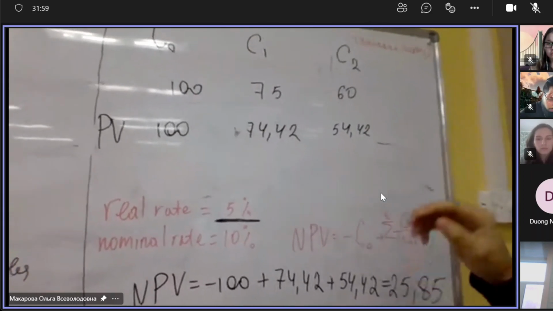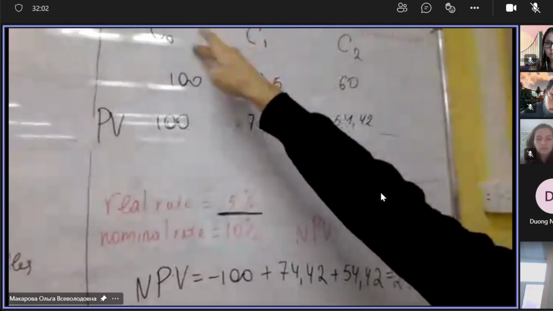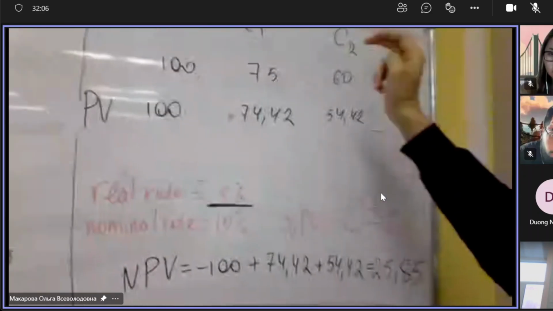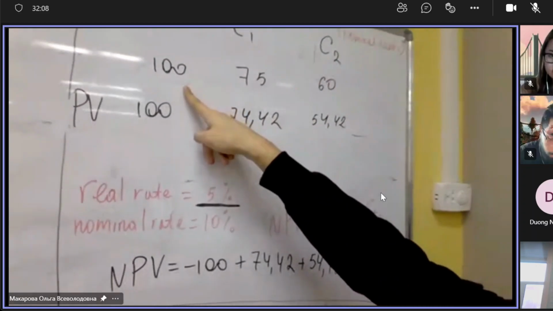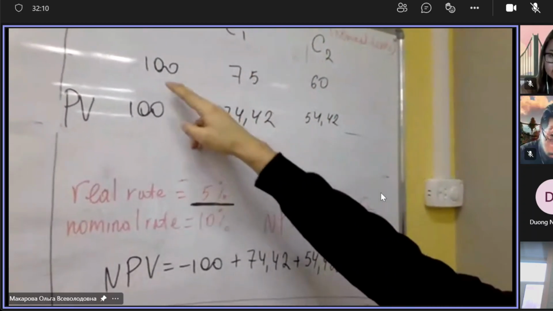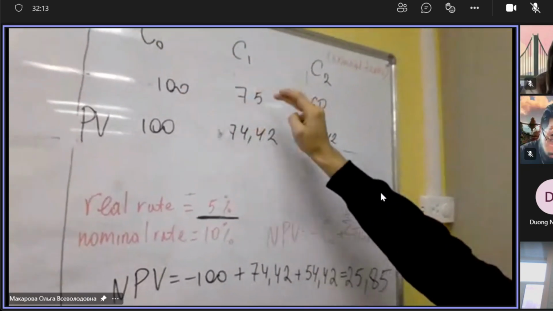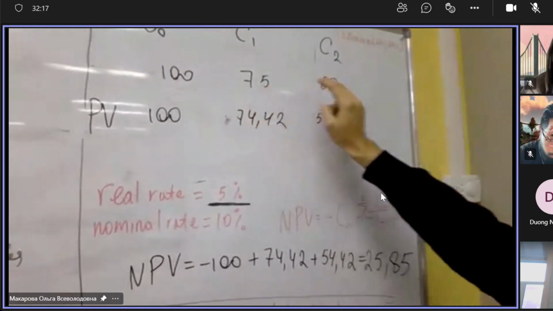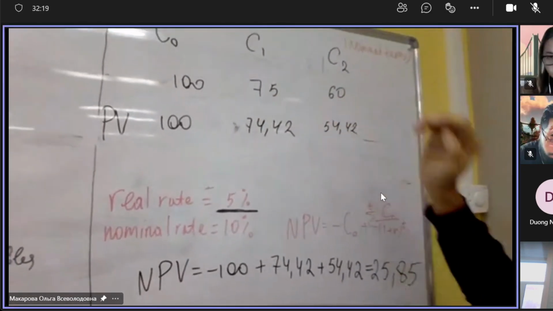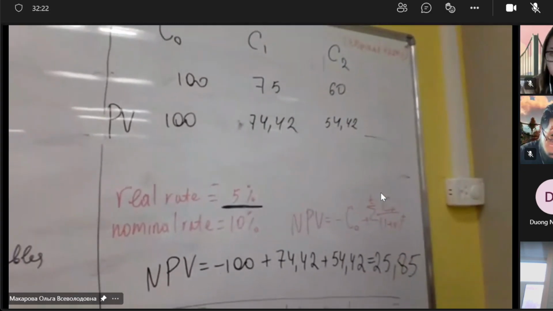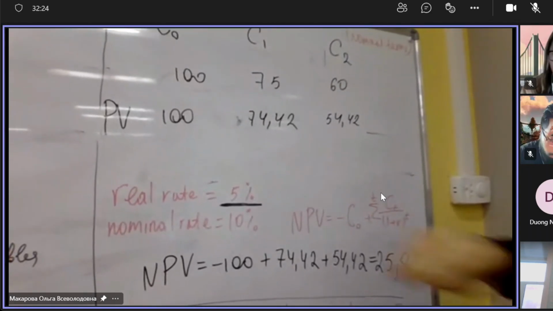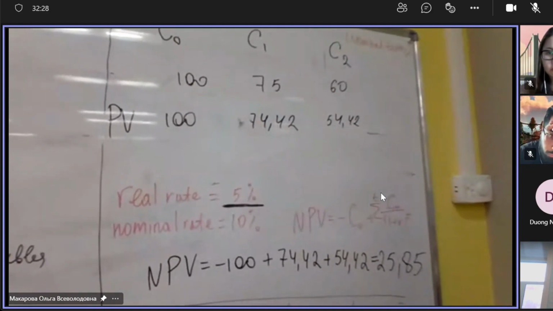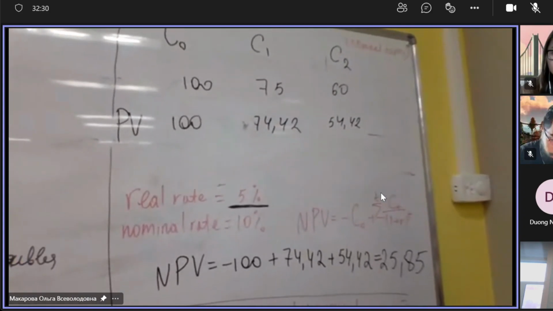So we get the investment, cash flow 0, cash flow at period 1 and 2. The investment was $100 or rubles, I don't know. The first cash flow was 75 and the second one 60. We should discount it to present value. So the cash flow 0 we don't discount because it's at the base year.